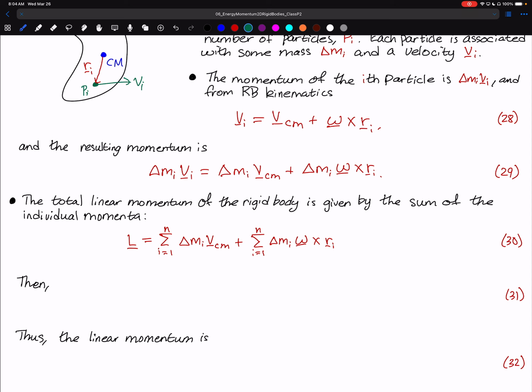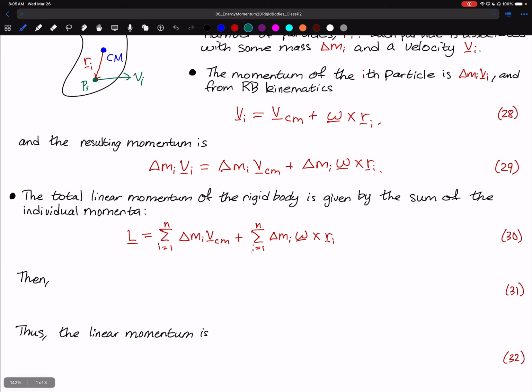Okay, so yeah, first you take the limit as delta mi goes to 0 and n goes to infinity, and then you'd end up with this integral type expression. Okay, for us though, this second term is going to go to 0. And the reason for that is that for every particle pi, there is going to be another particle rotating in the opposite direction. And as a result, those individual momentums are going to end up canceling each other out. So I'm just going to write that down.